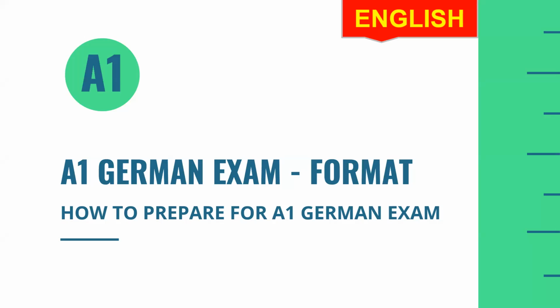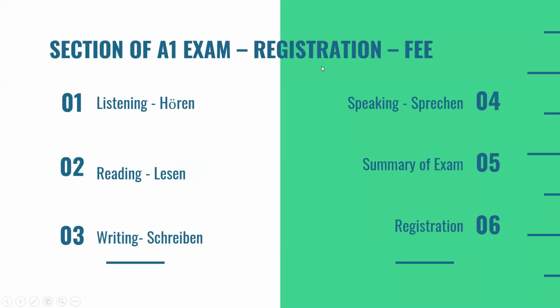Today I will explain the format of the Goethe Institute A1 level exam. So let's see what is the content of today's video. The exam consists of 4 sections, and I will go through all the sections and we will see what are the details of each section.